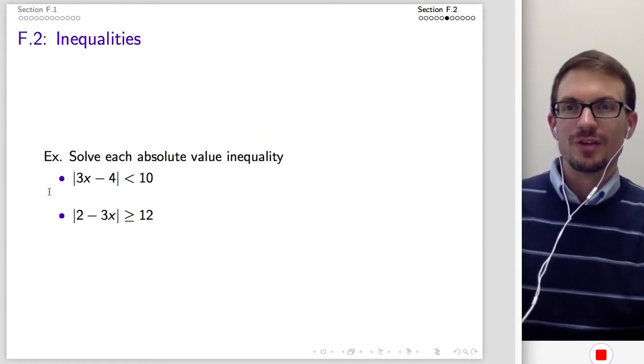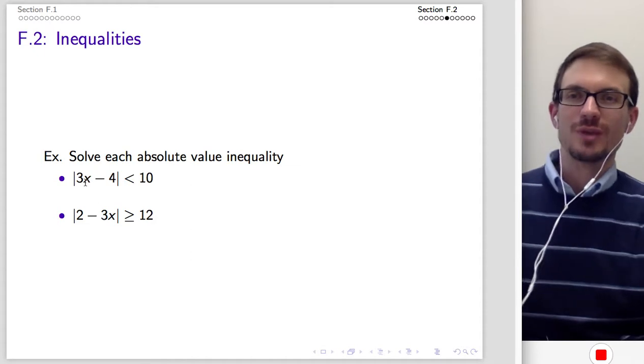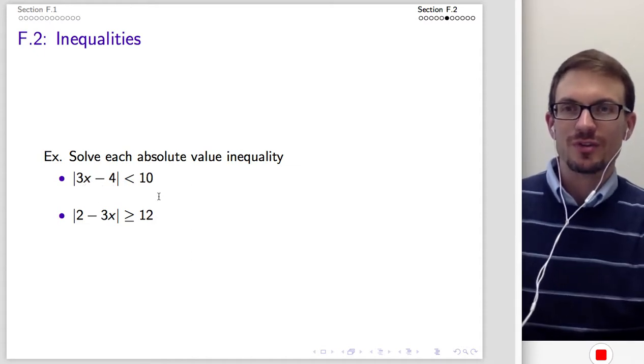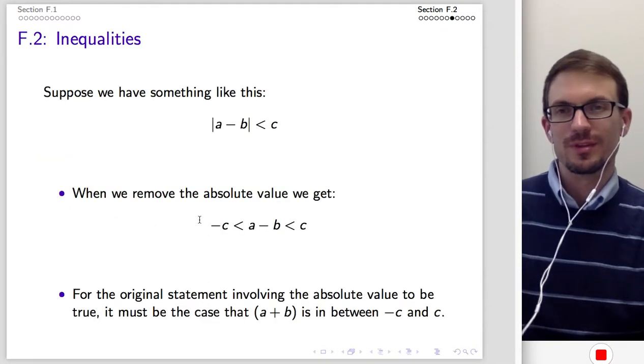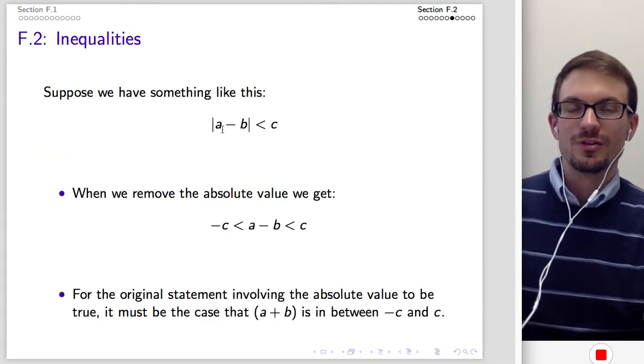Okay. Solve each absolute value inequality. Okay, so we have absolute value of 3x minus 4 is less than 10, and 2 minus 3x is bigger or equal to 12. Well, here's a little interlude.